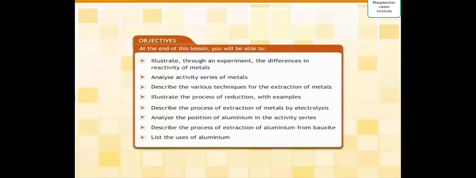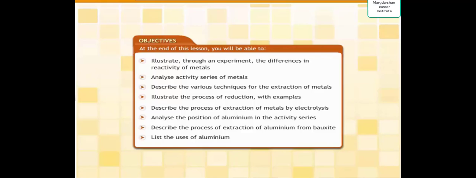In this lesson, you will learn about the arrangement of metals in an activity series based on their reactive properties. You will also learn how the positions of metals in an activity series impact the process of extraction from their respective ores. You will learn in particular about the extraction of aluminium from its ores.